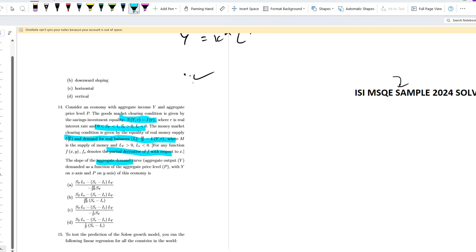तो slope of the aggregate demand curve, demanded as a function of the aggregate price level, Y on this axis, of this economy. तो कैसे इसको हम लोग करेंगे. बहुत बढ़िया सा सम है, तो फटाफट करते हैं.